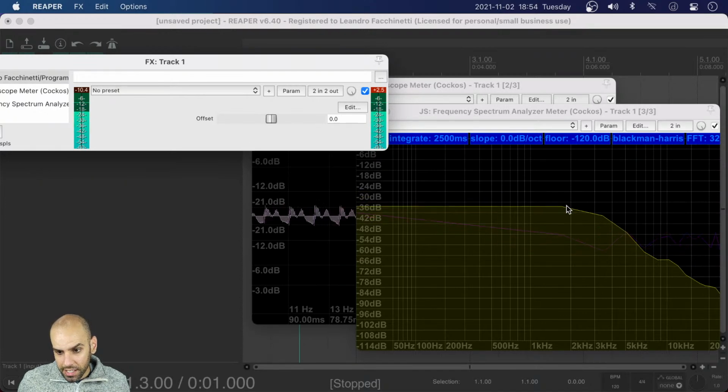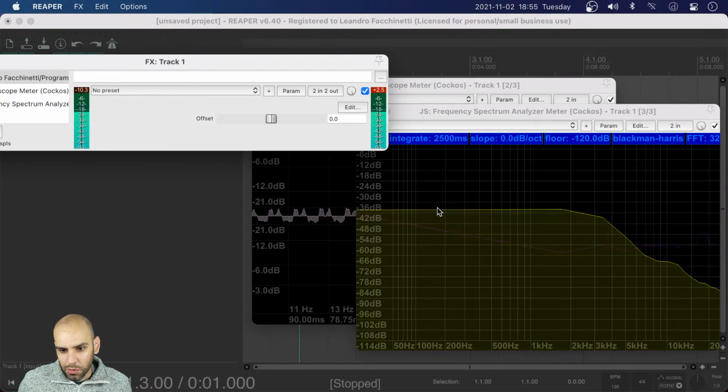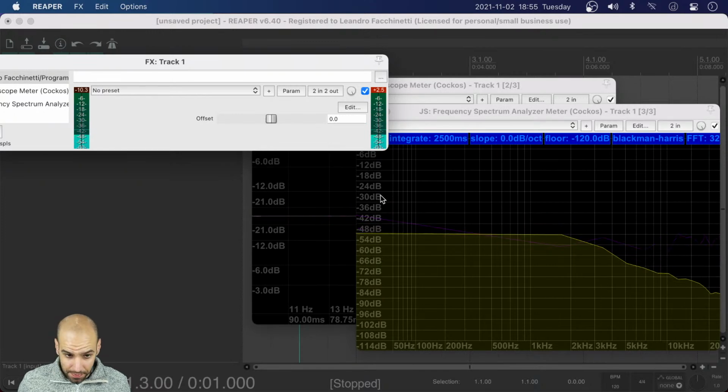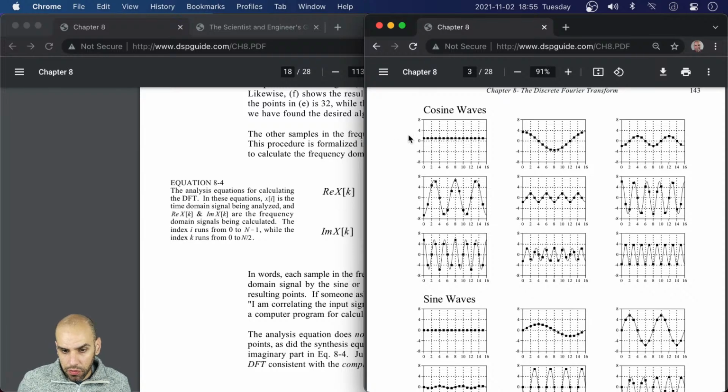But in my case, because I'm now using an FFT of size 32, this is the size of the bin. So all of this gets conflated into a single bin, a huge bin around, I guess, until 1 kilohertz. Okay, so that is the story of the cosine wave of frequency 0.